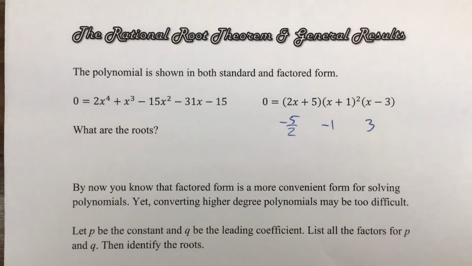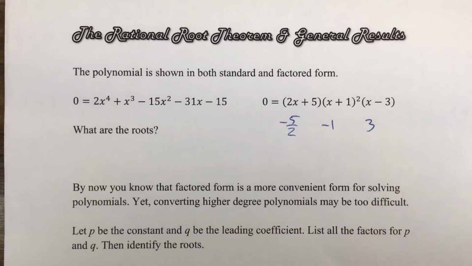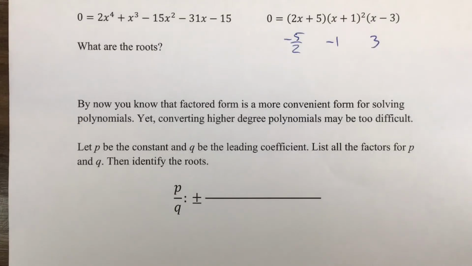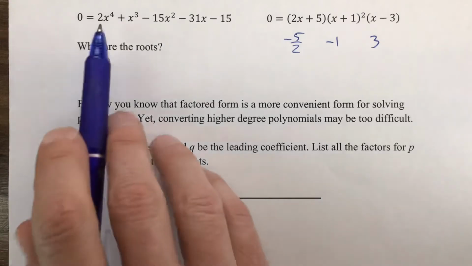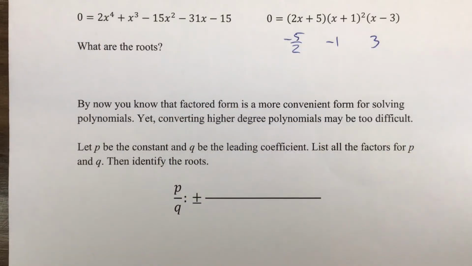And as a side note, you'll hear about this later in a different video. This is what we call a double root. Okay, it's a double root because that factor counts twice. That again will be addressed in a different lesson. All right, so as I said before, by now you know that factored form is a more convenient way to solve polynomials. Yet, if you have a higher degree polynomial and it's in standard form, it might be too difficult to actually break it down into its factors. Okay, the example that we have above, it is near impossible to figure out that the factors to this would be these. It is near impossible to do that.